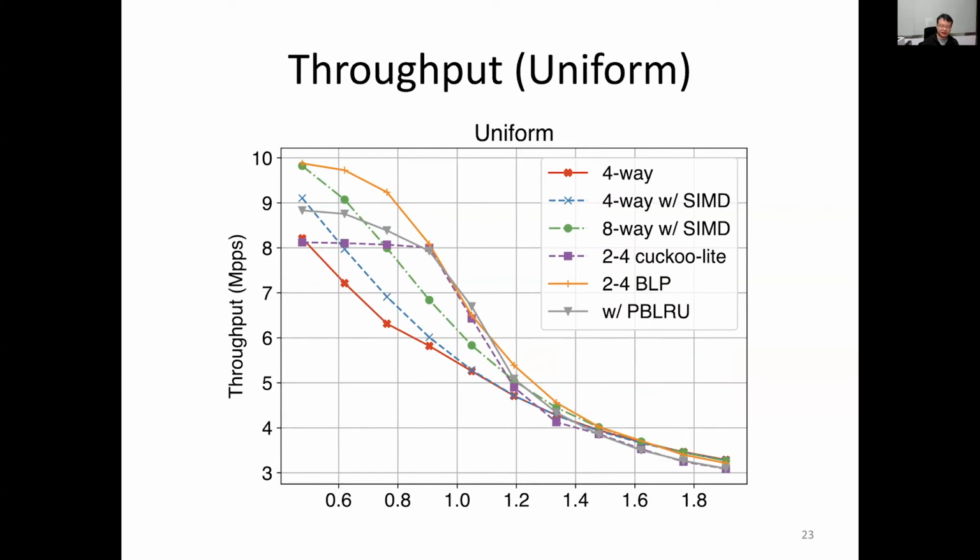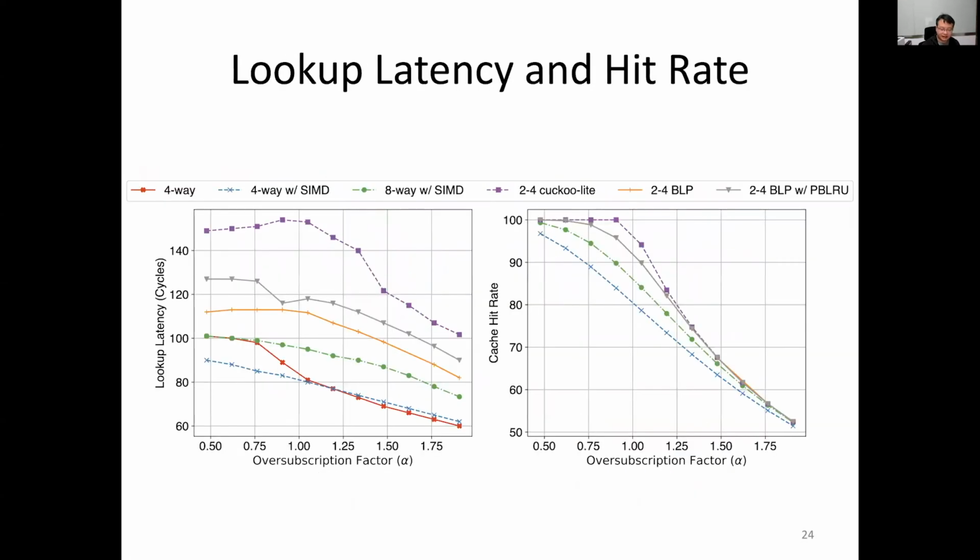When the oversubscription factor is low, we can cache more entries in the table, and that's why the throughput is high. As we can clearly see from the figure, the orange line, which represents the 2-for BLP, achieves the best overall performance for the uniform workload. And the improvement over alternative designs could be as high as 15%. To understand why this is the case, we break down the experiments and measured the lookup latency in terms of CPU cycles and the cache hit rate of all the cache designs.